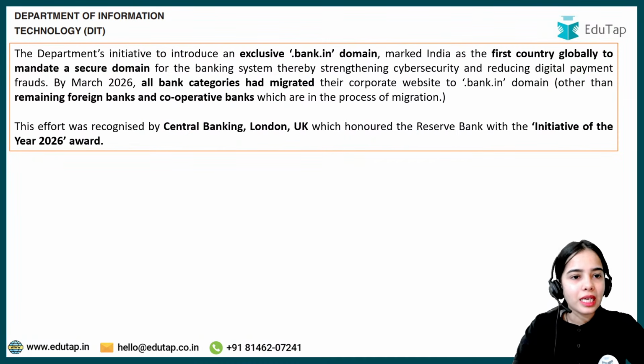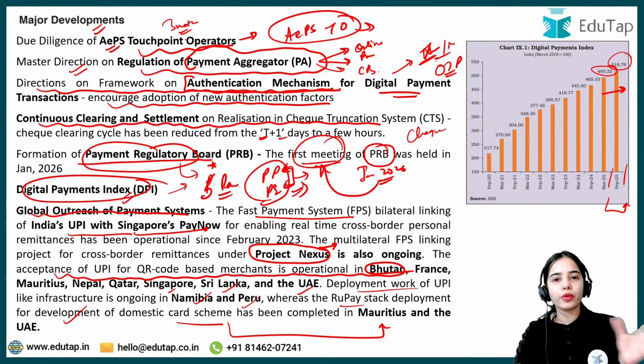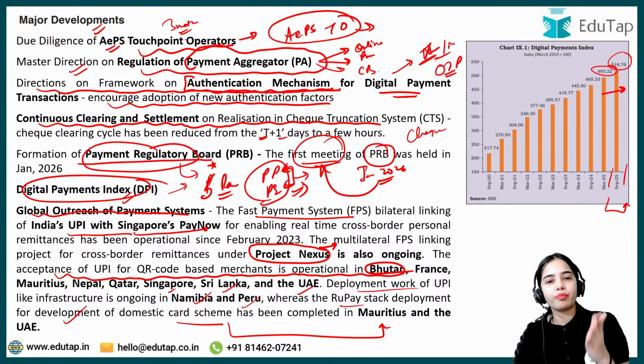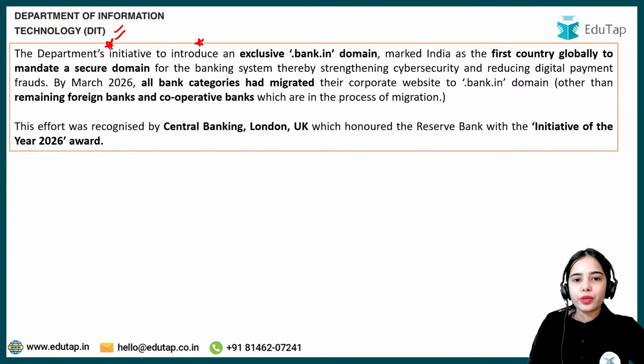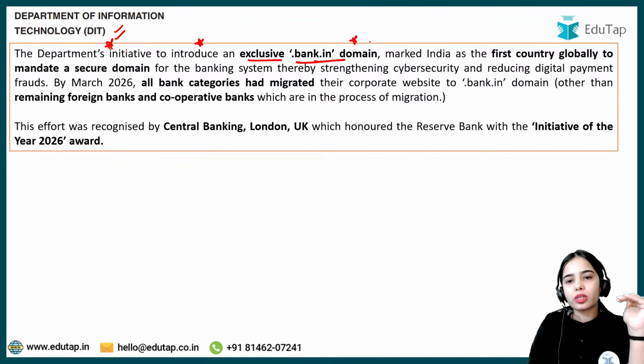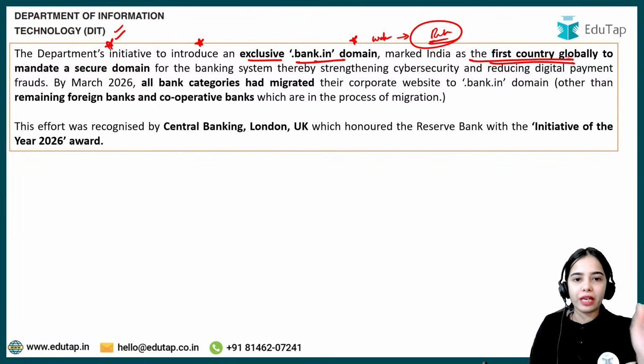Now, coming to the next part, that is the Department of Information Technology. So, we have discussed the initiatives by the Department of Payment and Settlement Systems. Now, the Department of Information Technology introduced an exclusive .bank.in domain. I hope you remember this, that this is for the websites of the banks so that the banks can be easily recognized. It marked India as the first country globally to mandate a secure domain for the banking system, thereby strengthening cyber security.